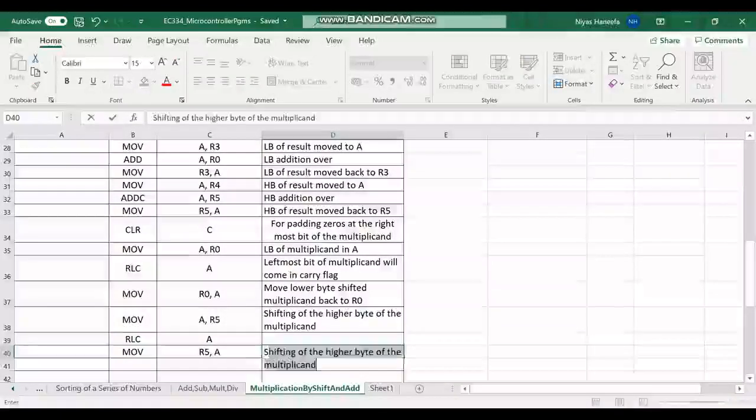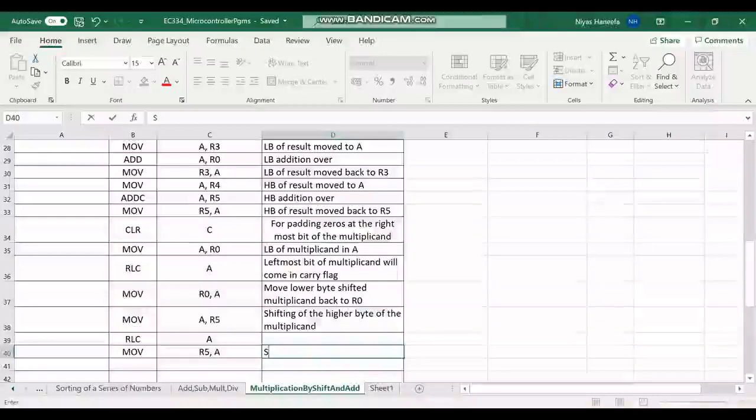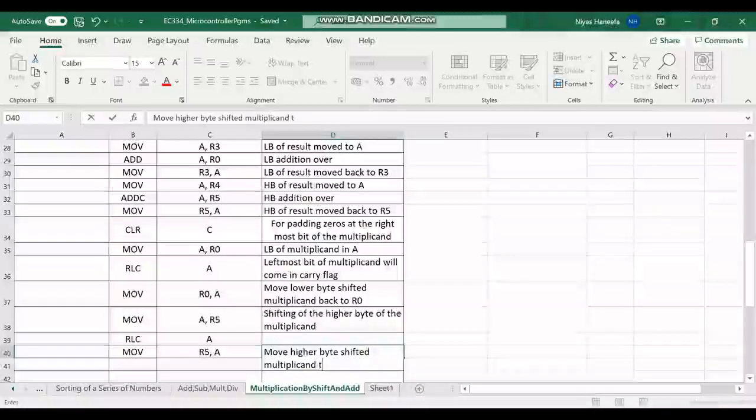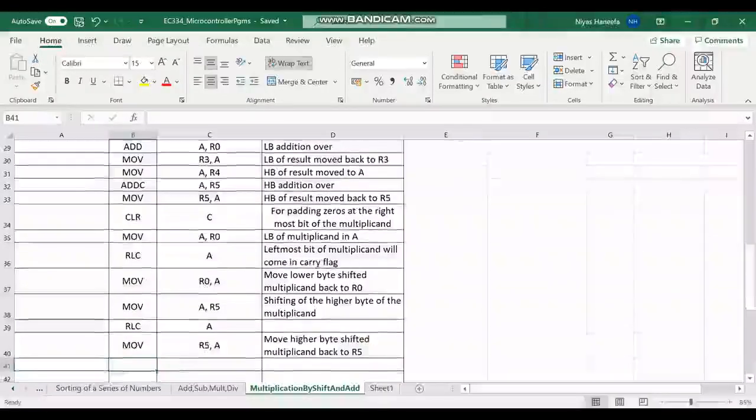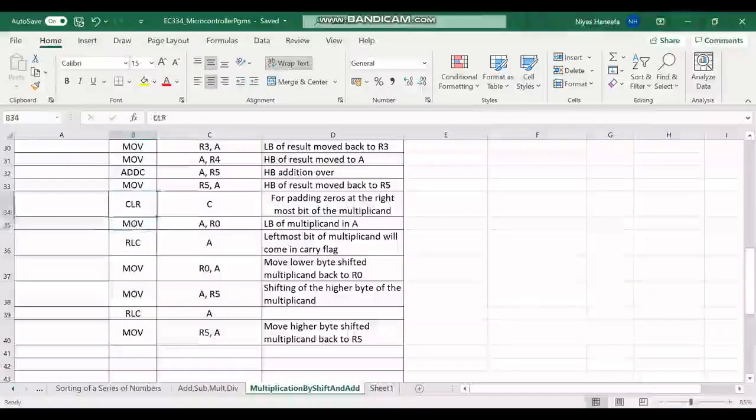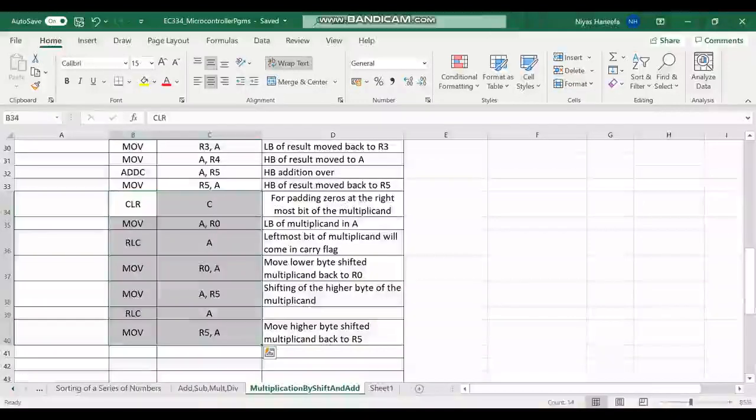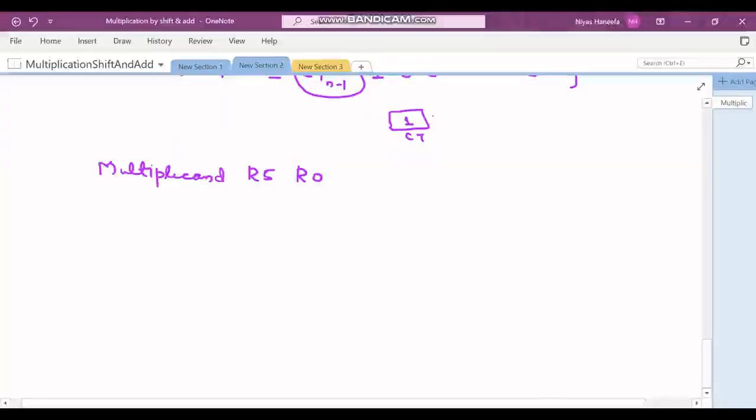higher byte shifted multiplicand back to R5. So I'm just going to explain what this instruction does. Okay, this many instructions. That is what I'm going to explain to you right now. So the multiplicand we have in R5 and R0, you have to work it out yourself.